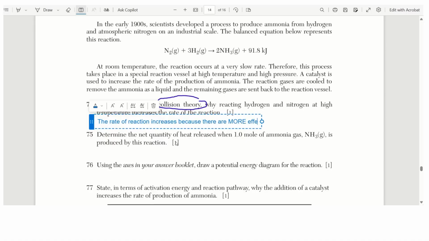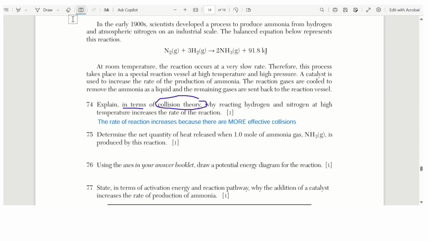more effective collisions. Now, I could just say more collisions, right? But more effective collisions is like the truer, right? But the rate increases because there are more collisions. How do you increase rate? Increase collisions. How do you decrease rate? Decrease collisions.